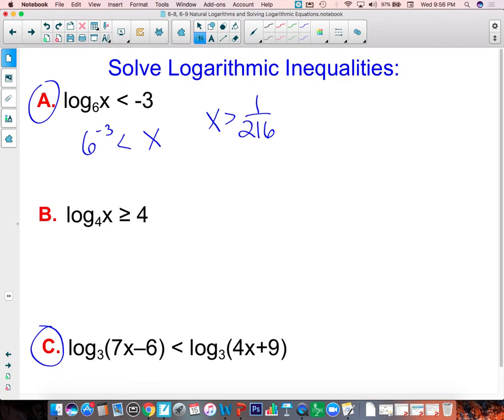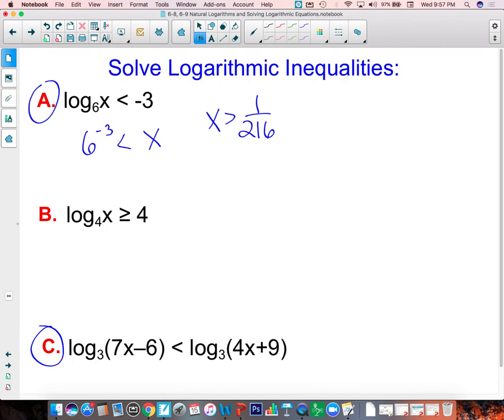All right, I'm going to double check something quick here. On the next one, you're going to do it the same exact way. You would just raise it as a 4. So it would be 4 to the 4th is greater than or equal to x.